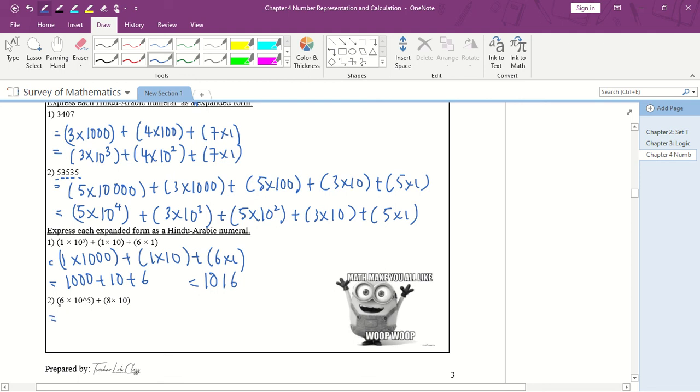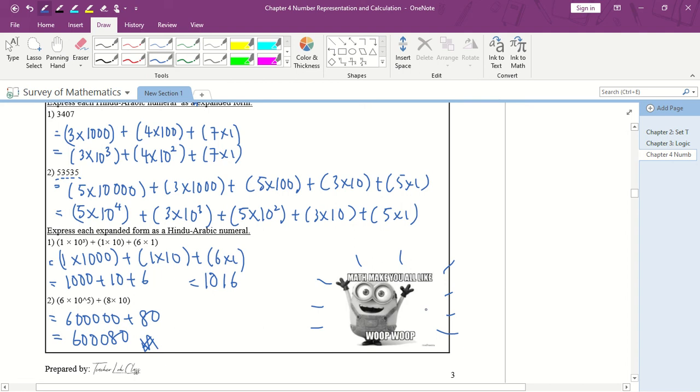And for the next one, 6 times 10 power of 5. We know that straight away it is 1, 2, 3, 4, 5 zeros. And here says 8 times 10. So this is equal to 80. So we know this is 6, 0, 0, 0, 80. So it's kind of easier, right? Okay. Math makes you all like woo-boo because it is easy. Okay. As long as we learn.